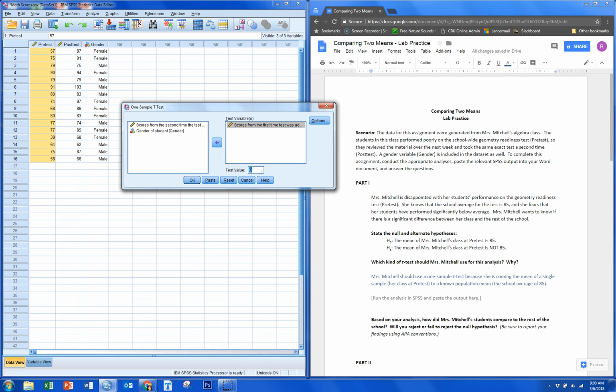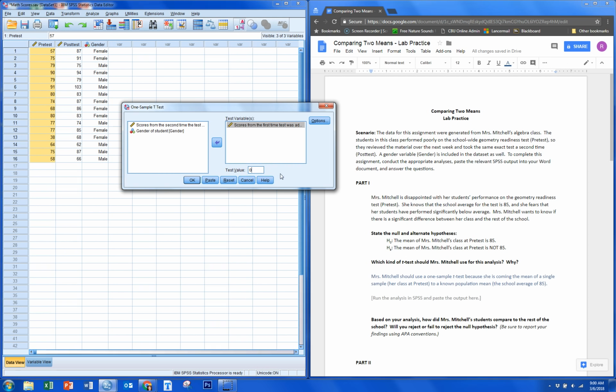This is the known population mean. So again, you're comparing the mean of your sample to a known population mean, which is, in this case, the school average of 85. Don't leave this at 0. This is the most common mistake students make when they run a one-sample t-test. They forget to put in the test value.